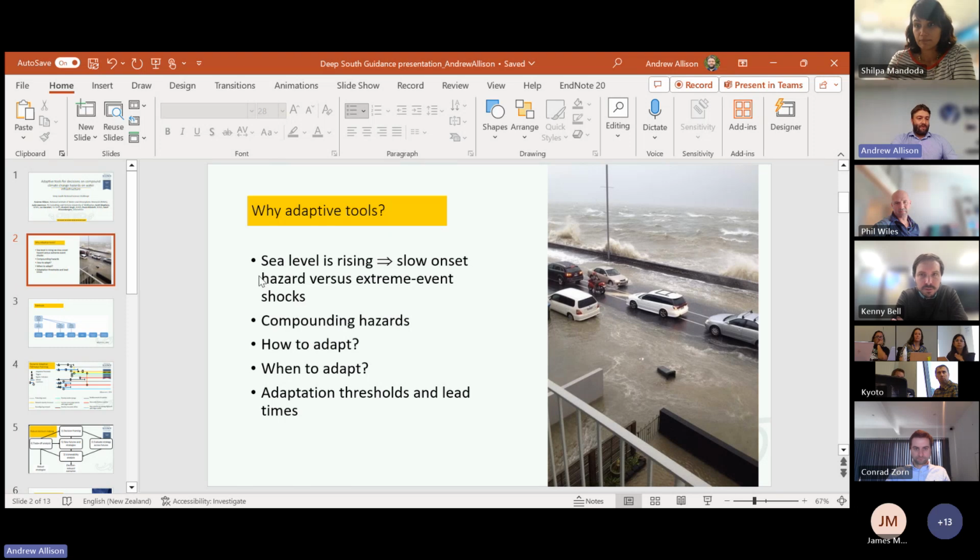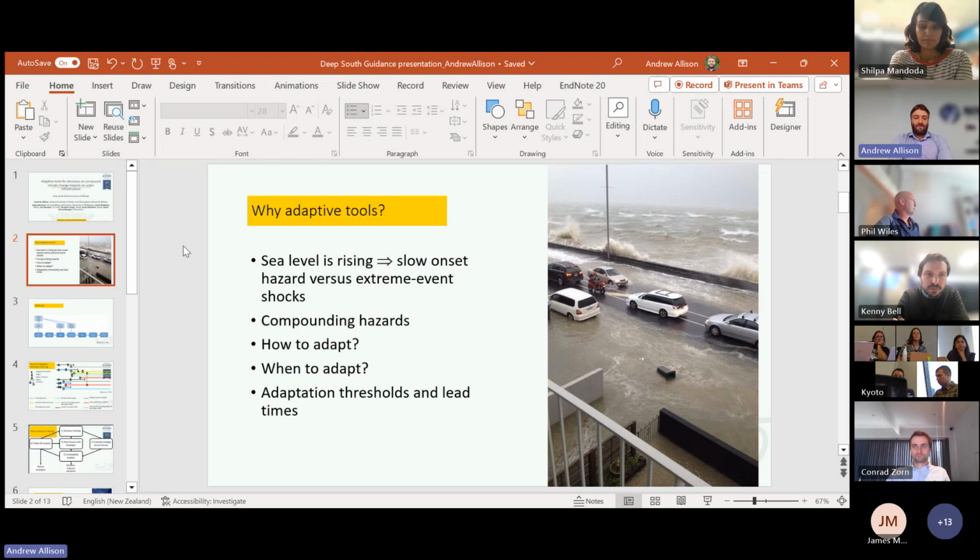So sea level rise is a chronic ongoing condition or change that will affect lots of communities in low-lying coastal situations. We know this. And also we have extreme events, effectively, with uncertain magnitude and frequency that could impact at any time, and those are made worse by relative sea level rise.